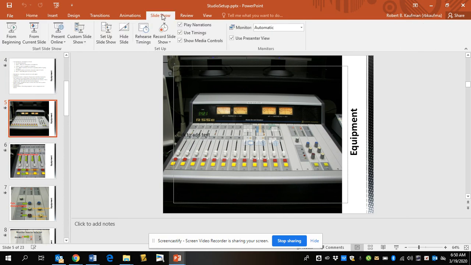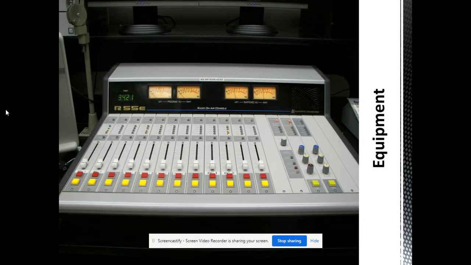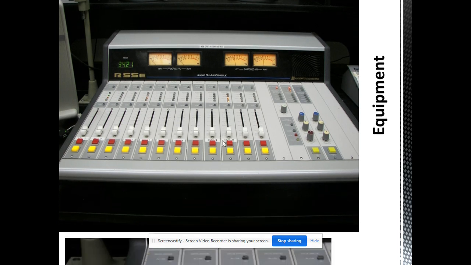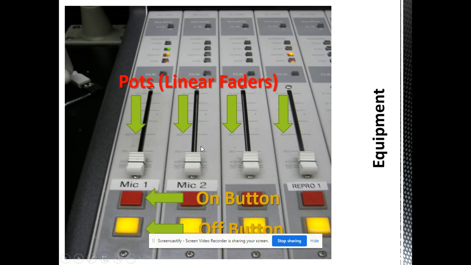You remember our studio, and there it is. Let me make this bigger for you so you could see. There is our on-air studio, and as you can see, you've got your pots, of course. You've got your buses. So let's look a little further at what we have inside this studio. First of all, your linear faders are called pots. They take the volume up and down. You already know that. You've got your on button and your off button. That's your on button, and that is your off button.